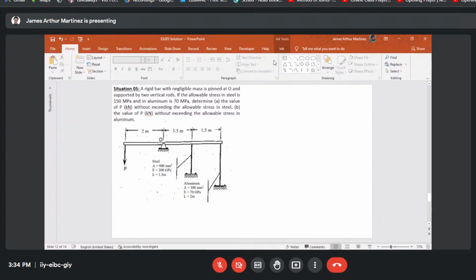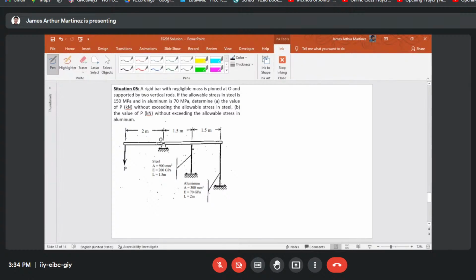So this is actually a case of a statically indeterminate structure, class, no? If we are to determine the internal reactions of these two materials, dili na siya ma-solve using only the equations of equilibrium. Okay, we have three unknown variables here, no?